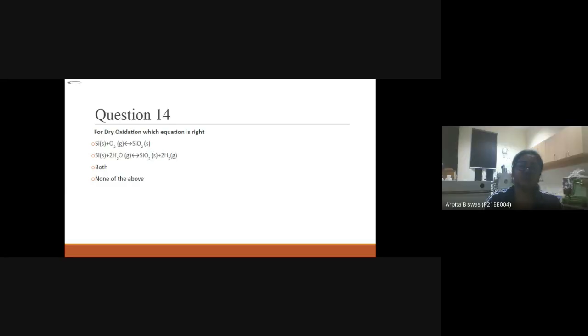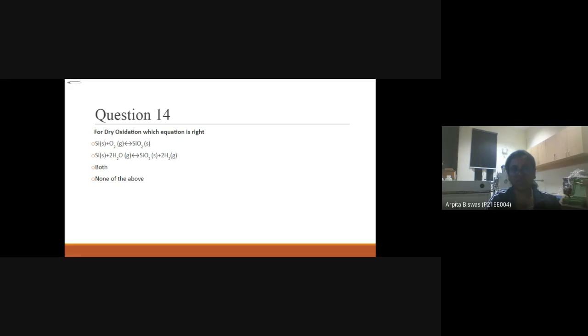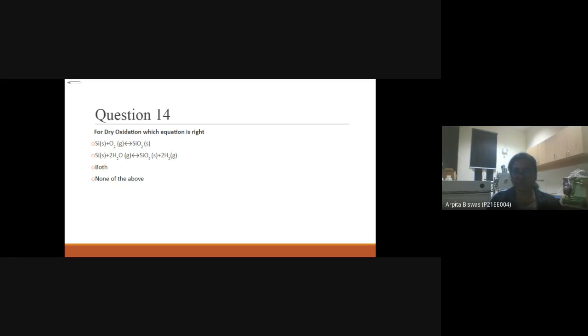So next we are moving towards our question number 14. For dry oxidation, which equation is right? Silicon plus oxygen, so it is preparing the silicon dioxide; or silicon plus 2H2O, and then it is from the silicon dioxide and 2H2. Or the third option is both, or the last option is none of the above. It is a very simple question. So, both. Example of the dry oxidation process.